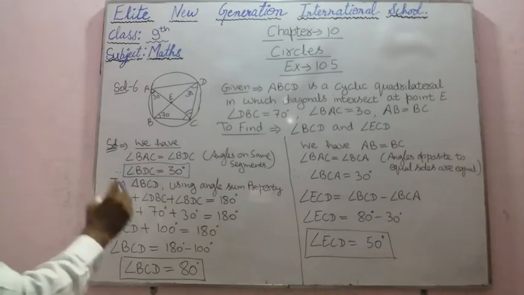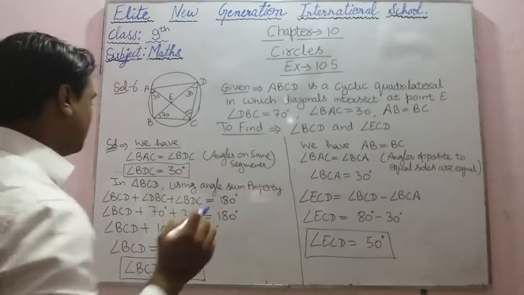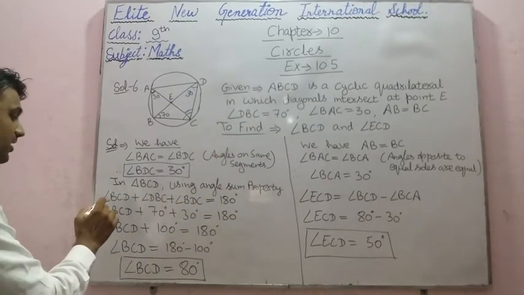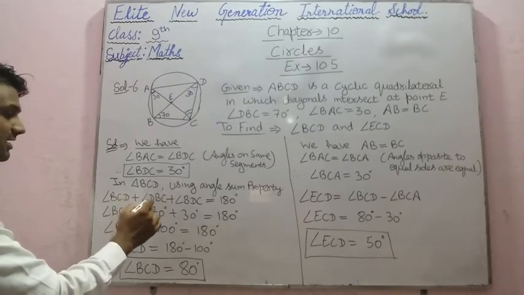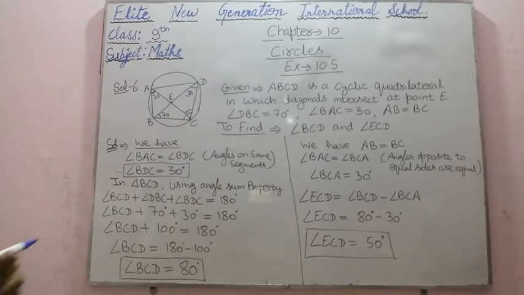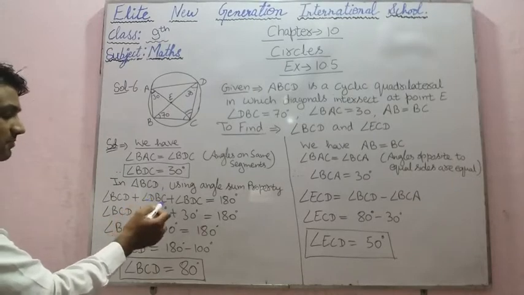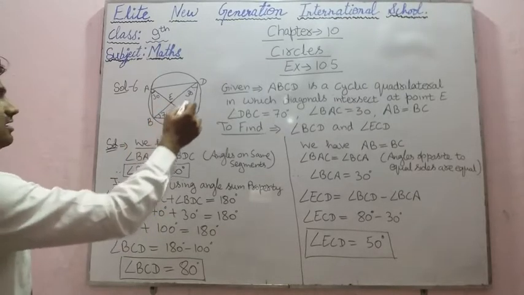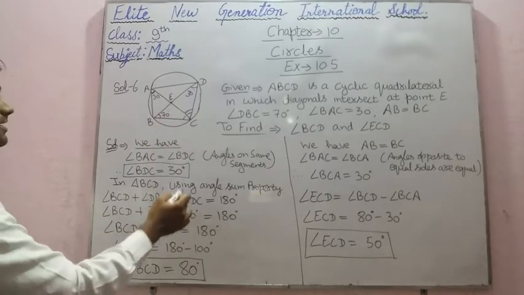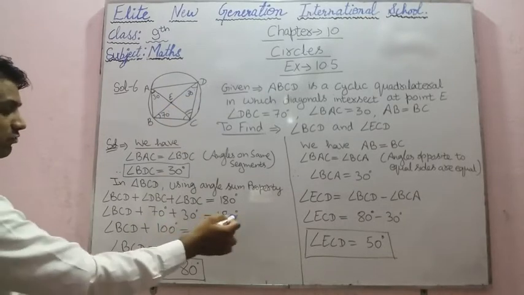Now in triangle BCD, by using the angle sum property, angle BCD plus angle DBC plus angle BDC will be equal to 180 degrees. Now here we can put their values. So angle BCD equals, in place of DBC it is 70 because we are given angle DBC as 70 degrees, so we can write 70 here. Angle BDC is also 30, so we can write 30, equal to 180.